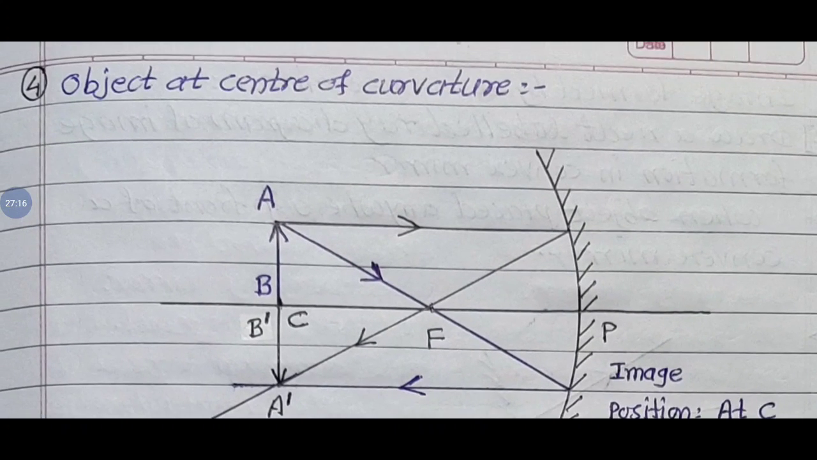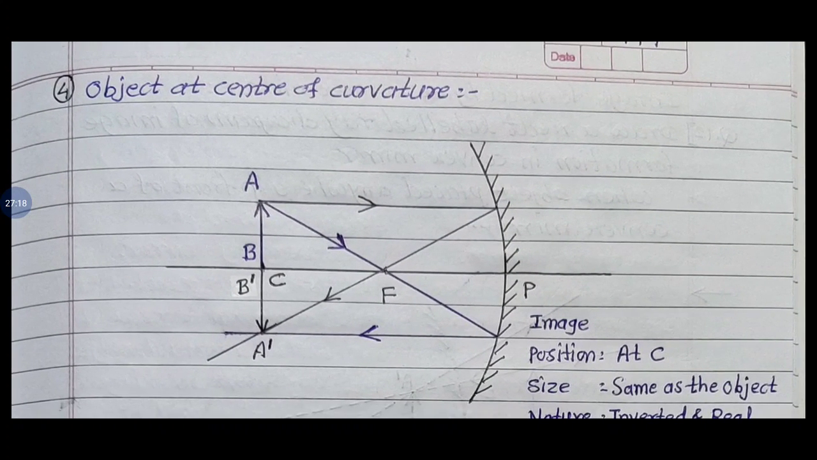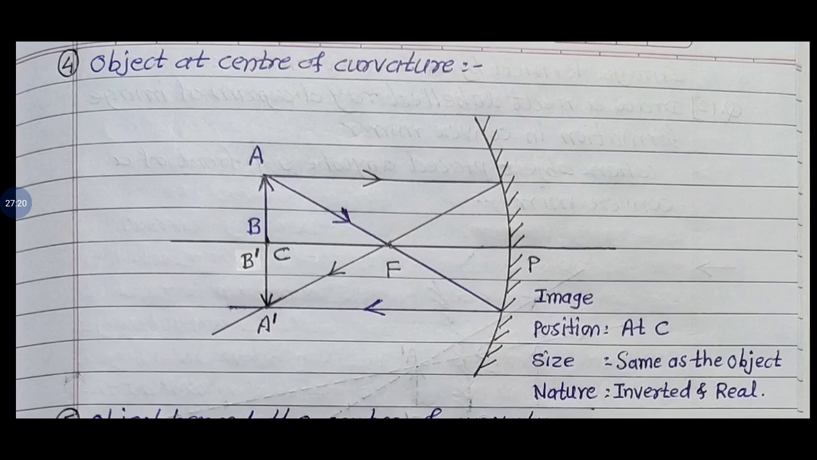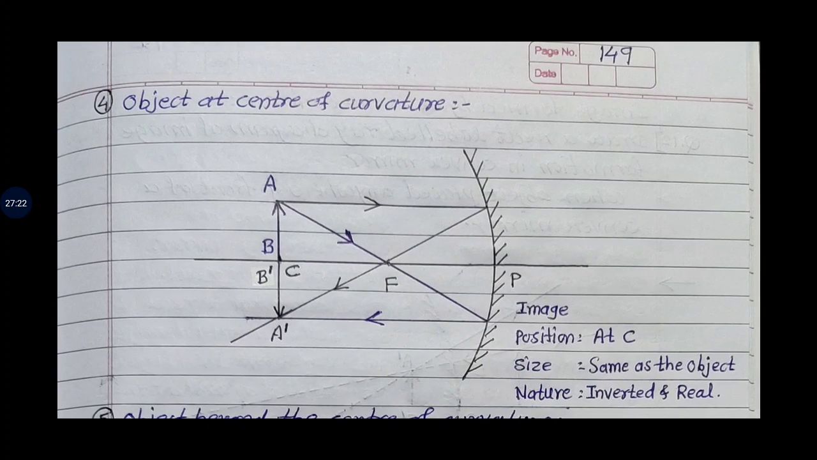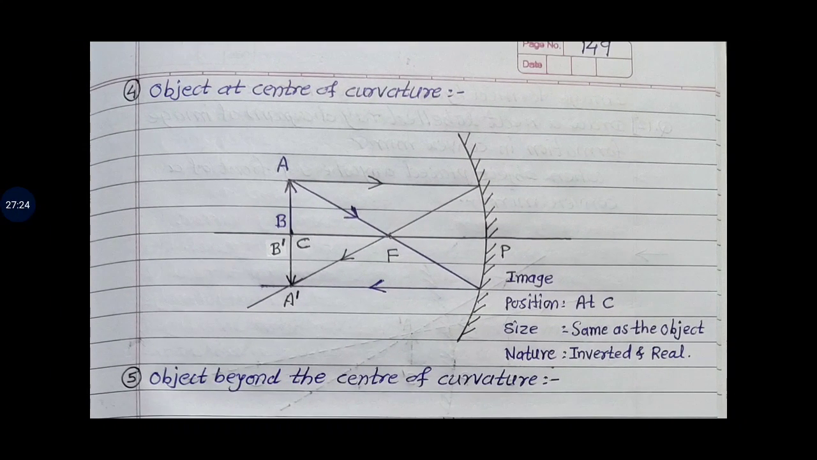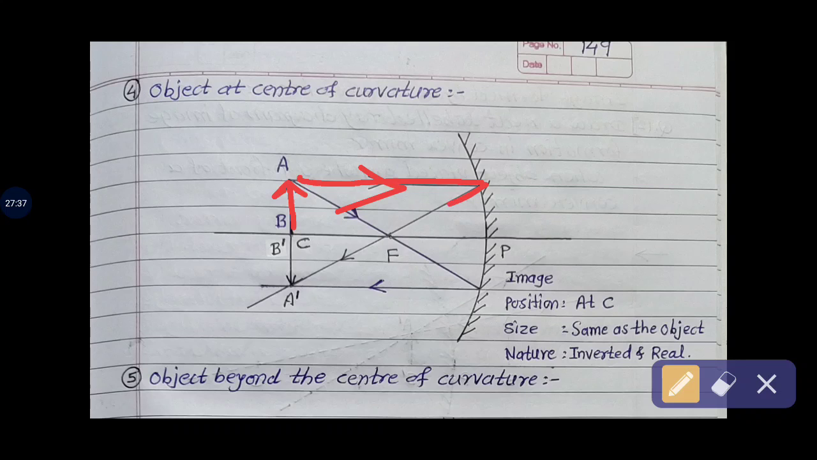Next, fourth one. Object placed at center of curvature. Check now. So object at center of curvature. Now from this fourth ray diagram, take the object of two lines. So first incident ray is parallel to principal axis. Reflection takes place through focus. Second incident ray is passing through the focus. Reflected ray parallel to principal axis.